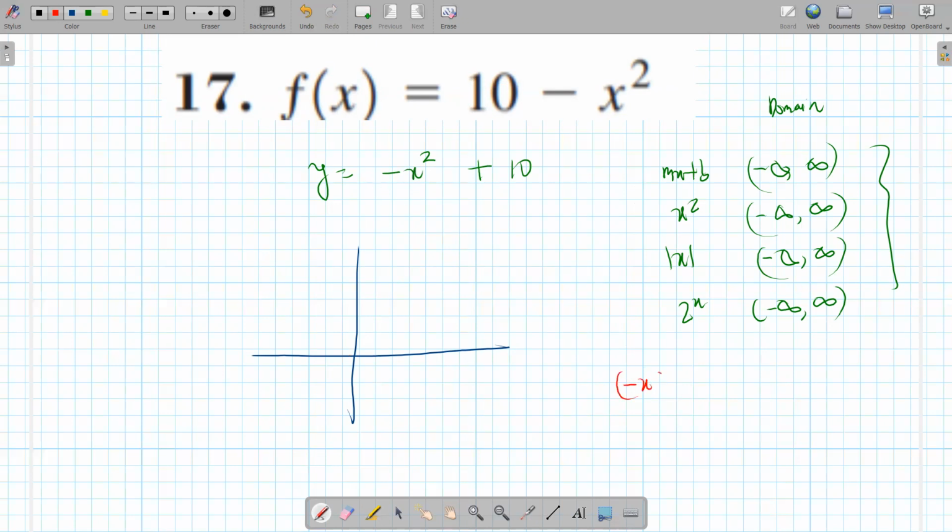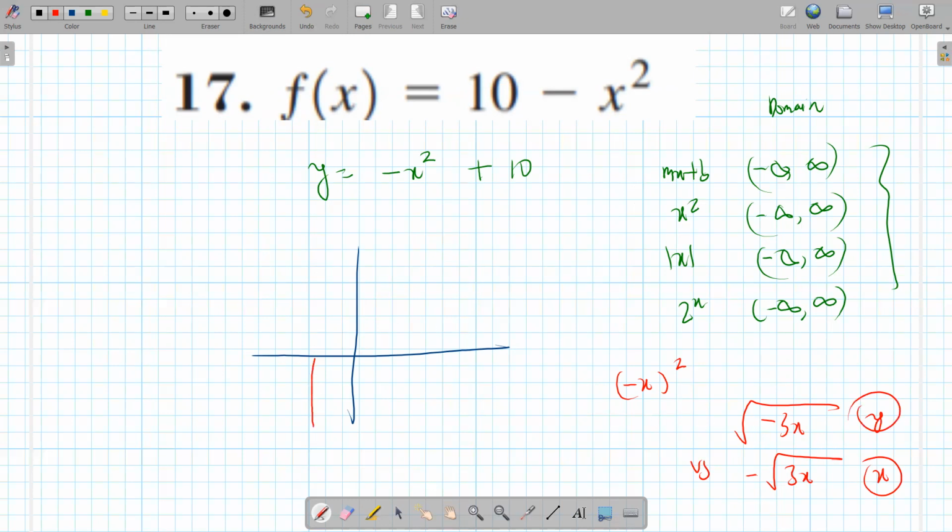If it was like this, the minus sign is inside the function, then it'll flip on the y, but this minus is outside. For example, minus 3x in a square root: this one is a reflection on the y-axis, versus if you have the minus sign outside the parent function, the square root. This one is a reflection on the x, this one's a reflection on the y, okay?